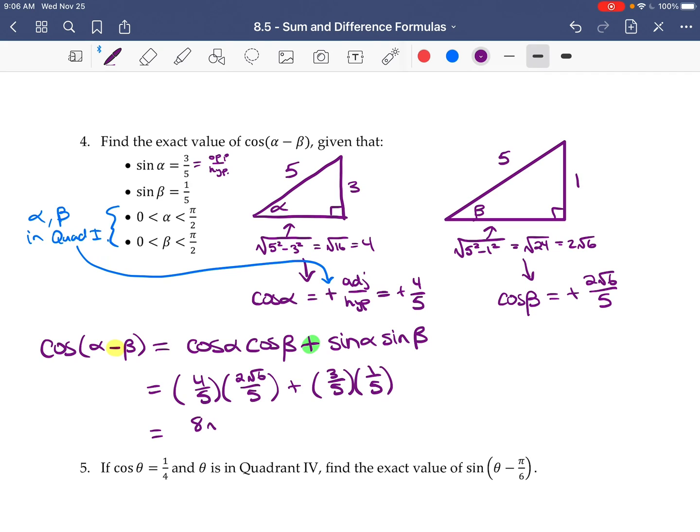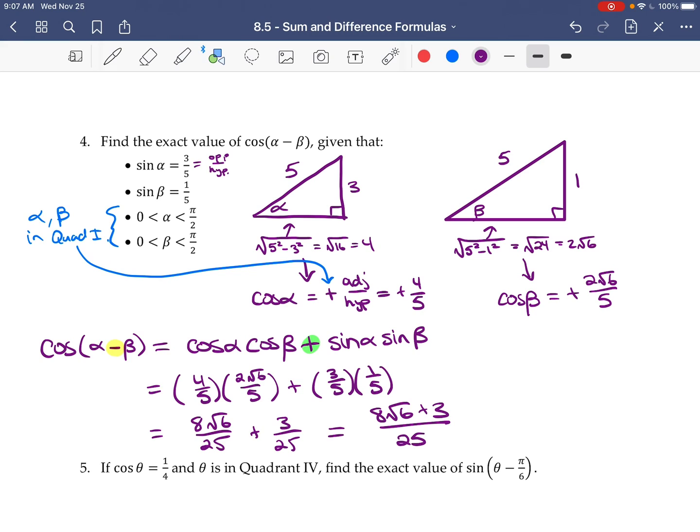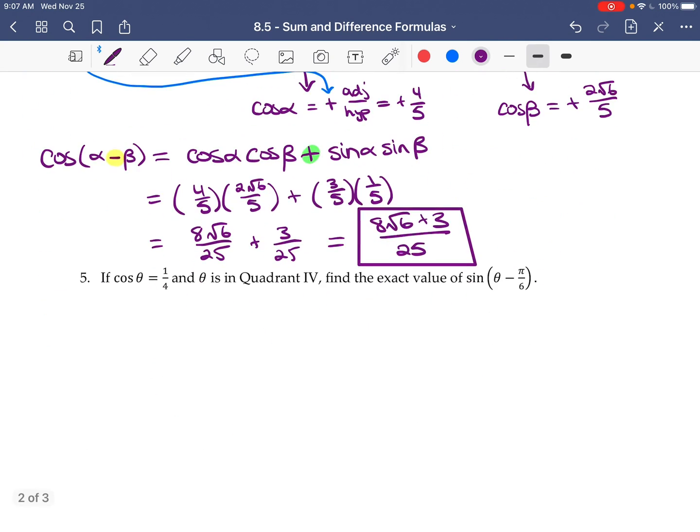So that's 8 root 6 over 25 plus 3 over 25. I can put those together, they have the same bottom. So 8 root 6 plus 3 over 25. And that's our exact value, which is what they were looking for. Okay, that's good enough. This one is a little bit simpler. I'm going to leave number 5 for you to try.